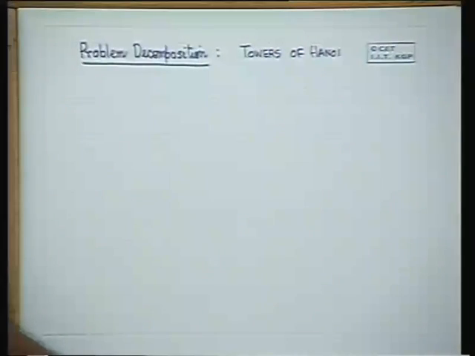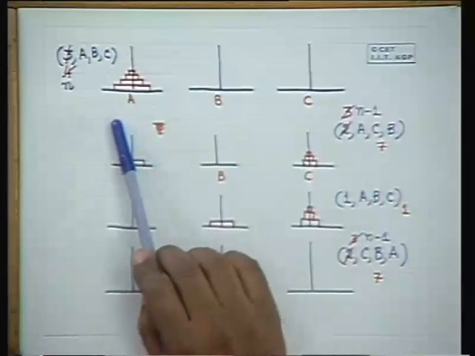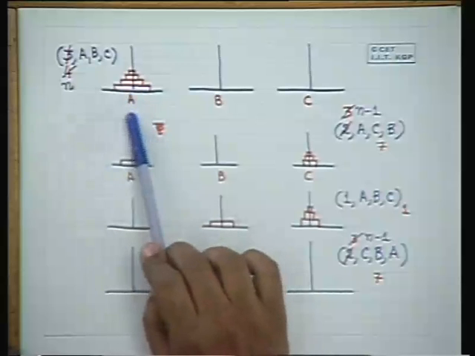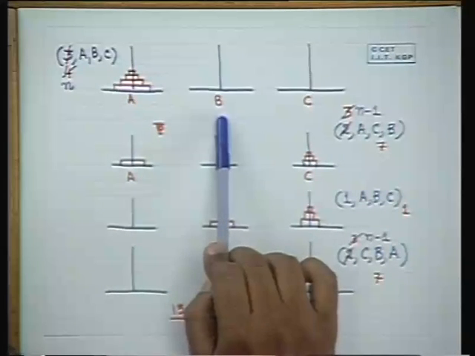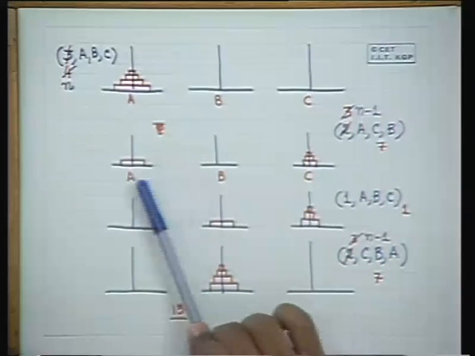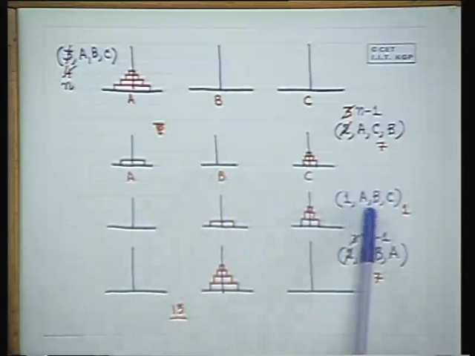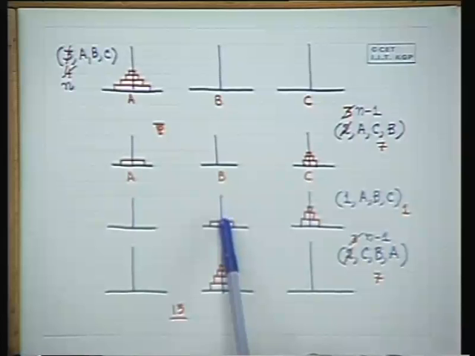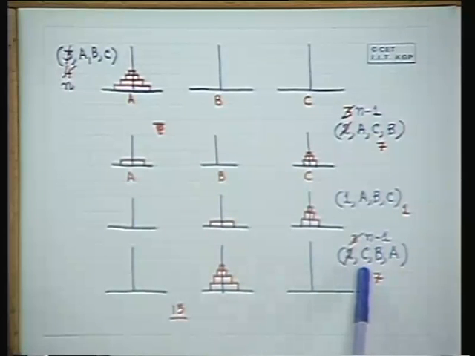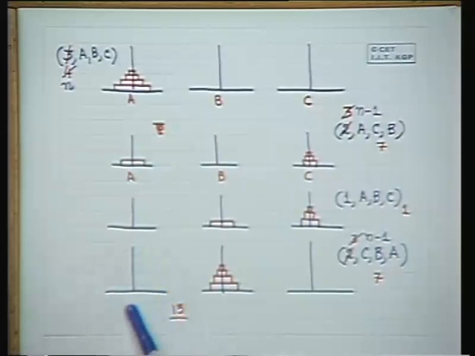We will continue our study on problem decomposition, and we were solving the Tower of Hanoi problem. We came to this situation that to solve a problem of n disks from peg A to B using peg C, we had to solve the problem of n minus 1 disks from A to C using peg B, and then a problem of one disk, that is, move an element from A to B, and then a problem of n minus 1 disks from C to B using A.